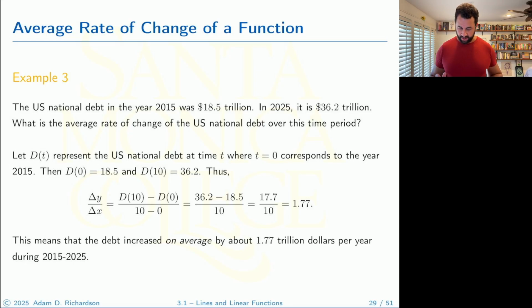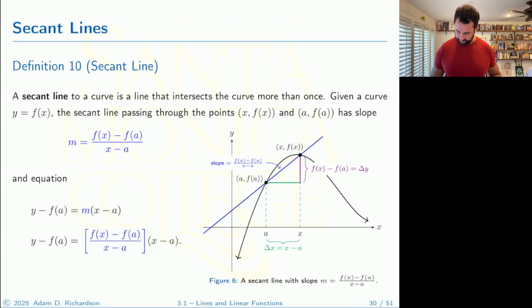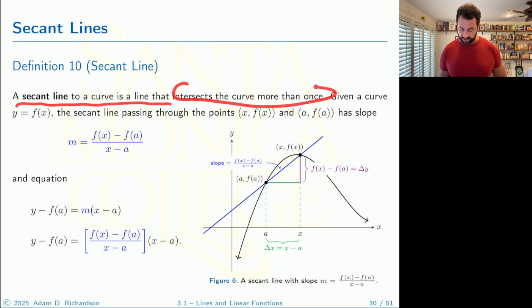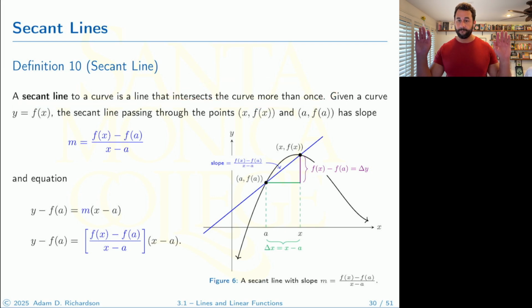Right. Now that we have this idea of average rate of change, we need to talk about something called secant lines. These are going to play a really important role in Calc 1, including the formulas that you see here. So I want to go through them all, clarify them. If you have questions about them, please ask in class, and we will go over them in great detail. You want to be really comfortable with these. So, what is a secant line? A secant line to a curve is a line that intersects the curve more than once. That's it.